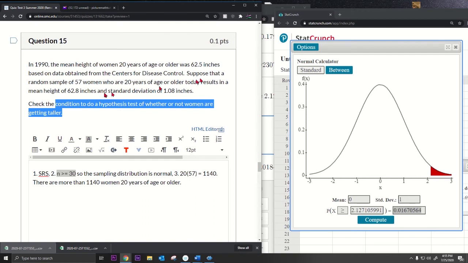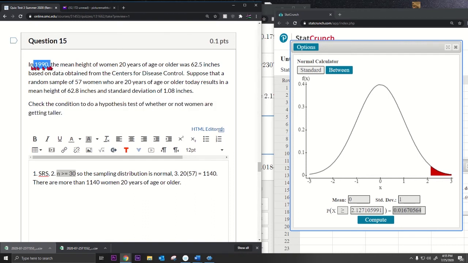Alright, so what's going on in this question? Well, in 1990, the height was 62.5 inches, right? In 1990, women were 62.5 inches. Now today, so we're comparing today versus 1990. Today, we got a taller sample mean, right? 62.5 versus 62.8. Okay, so let's check if this is meaningful or statistically significant.